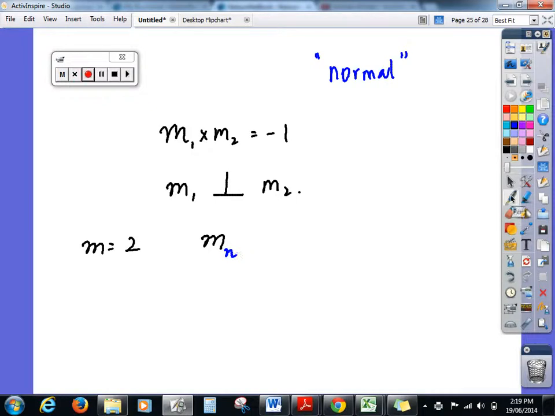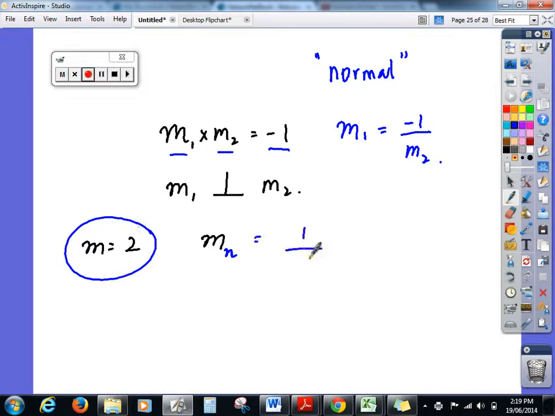Now, the gradient of the normal, if m1 times m2 equals -1, then m1 would equal -1 on m2, which means that we take the original gradient, we reciprocate it, so by turning it upside down, so it's 1 on 2, and then we make it negative, we negify it. Okay? So these two gradients here are at right angles to each other.